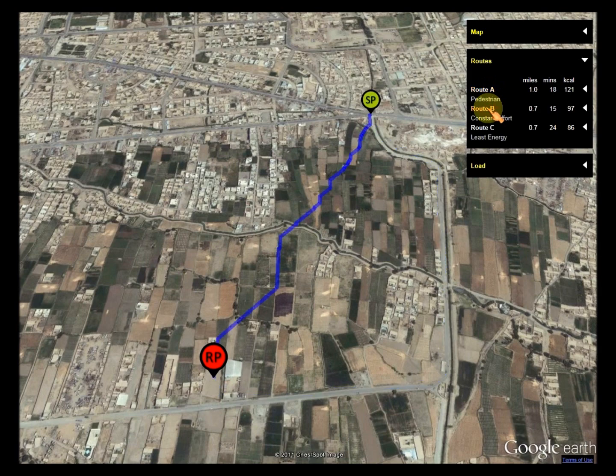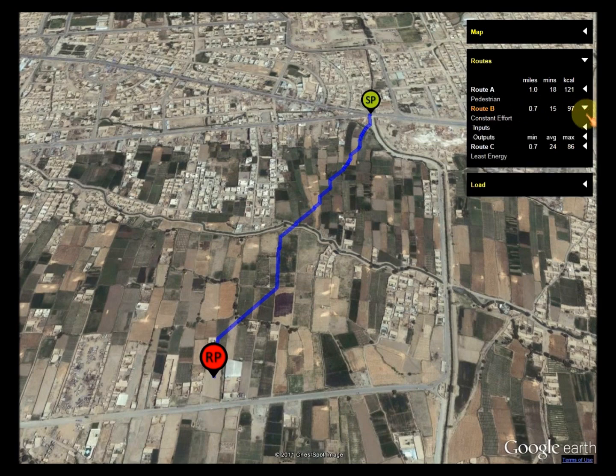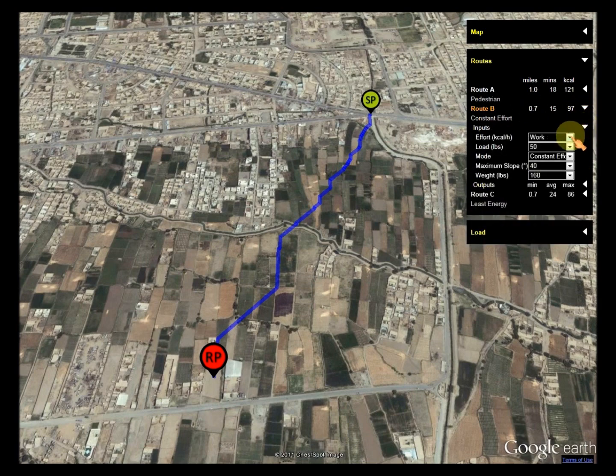Route B is a constant power route, which means that it is the optimal route given a user-specified power level. Power level is synonymous with the term metabolic rate, which is measured in calories burnt per hour and is an indication of how hard someone is working. Route B is optimal in the sense that it is the fastest or least duration route.